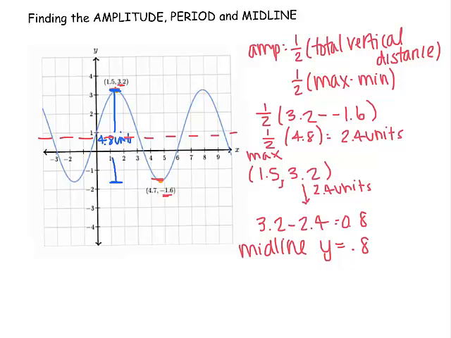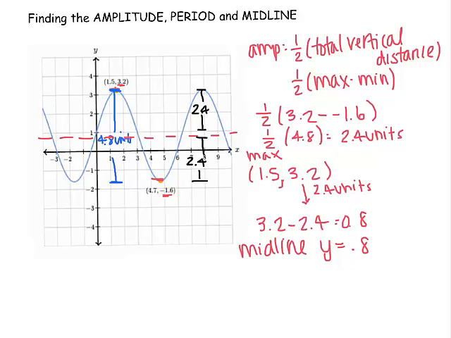Again, I'm going to see the amplitude from the midline. From here to here is 2.4, and from here down is also 2.4. So that's what the midline does. It cuts that graph in half, and I can see the amplitude to and from.